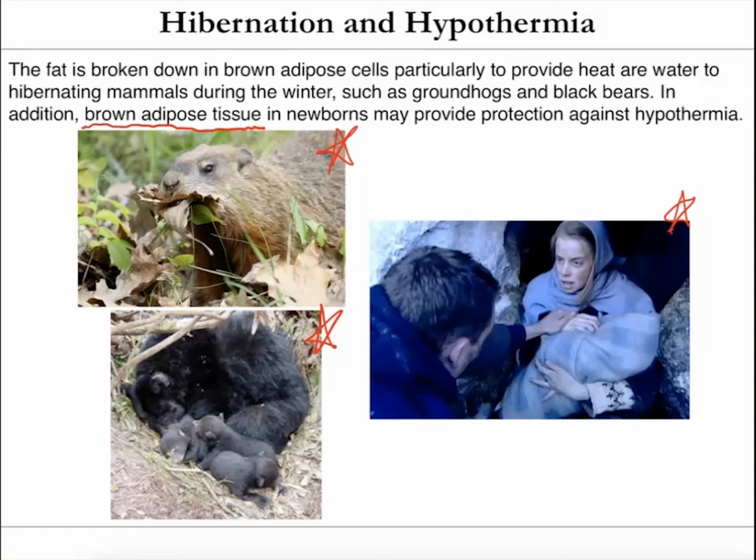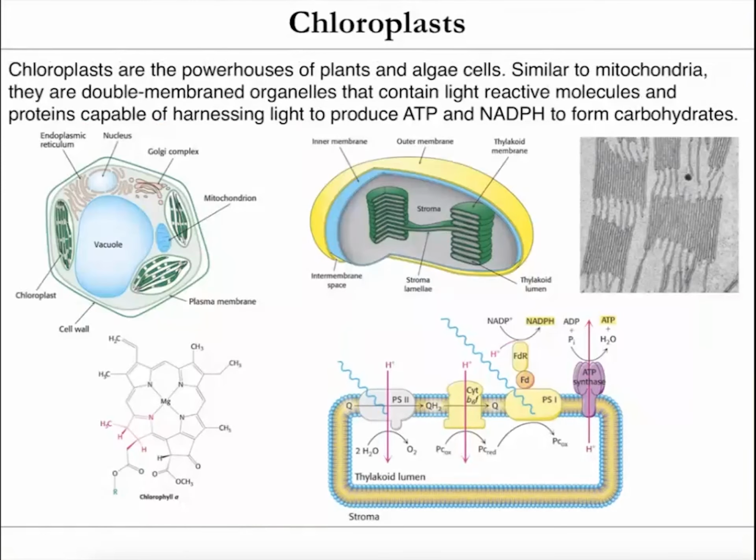So it's a pretty cool feature that mammals have evolved to have this brown adipose tissue to help basically with thermoregulation and protect against hypothermia. Now, chloroplasts are kind of the equivalent to mitochondria in some ways in plant cells. So whereas mitochondria are the powerhouses of animal cells and all eukaryotic cells, really, chloroplasts are the powerhouses of plants and algae cells. So they're very similar to mitochondria.